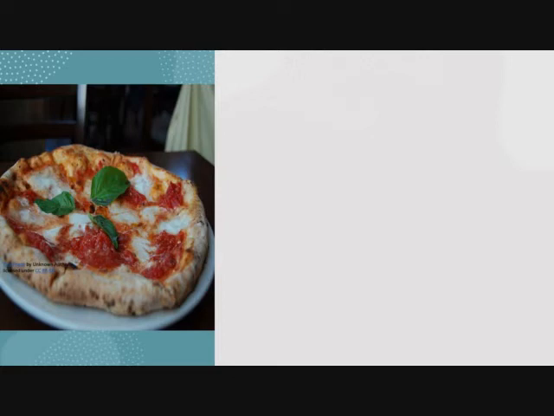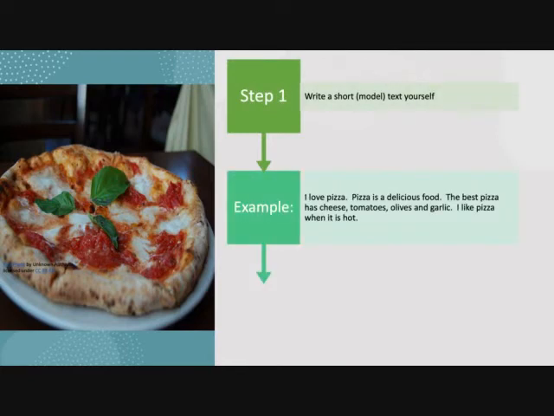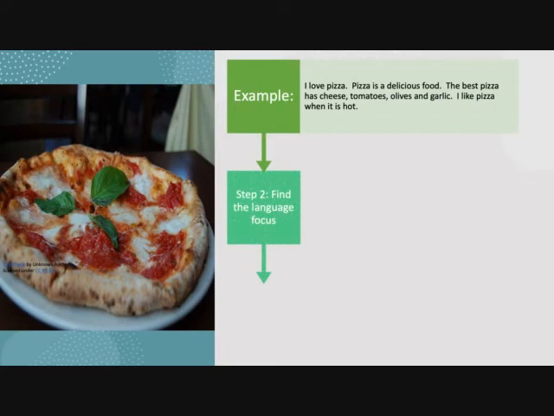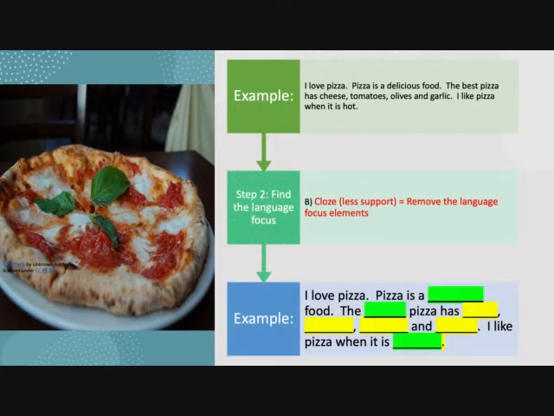If I wanted to push them a little harder, I could give them some extra challenge. So we start again with our model, but this time I'm going to do a cloze. So I'm going to create blank spaces to replace the key language. This is a little harder because they don't have options to choose from. So it would look something like this. I love pizza. Pizza is a blank food. The blank pizza has blank, blank, and blank. I like pizza when it is blank.